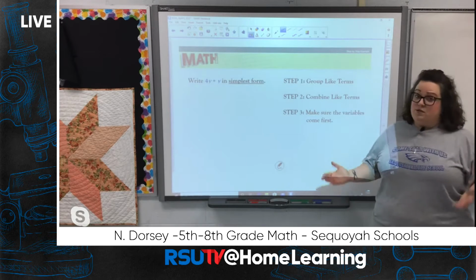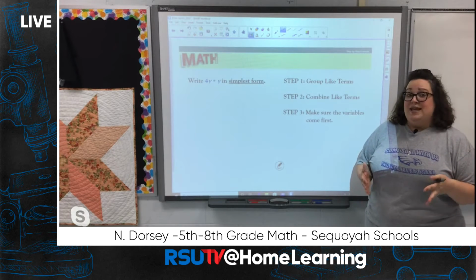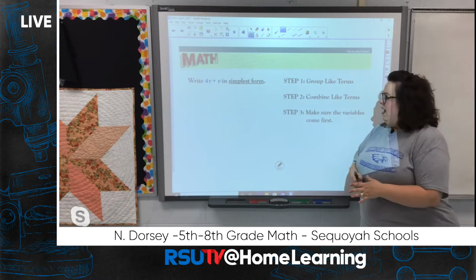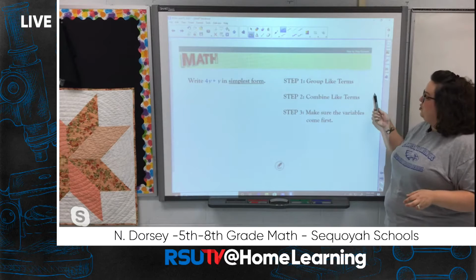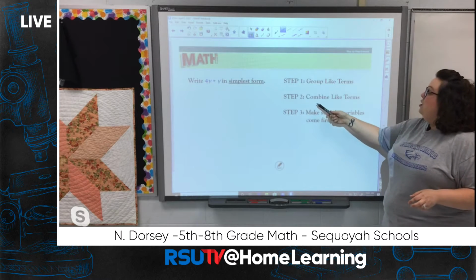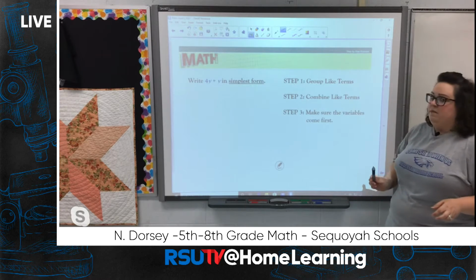Okay? Now, if we go to the next problem, it says, write 4y plus y in simplest form. Remember, simplest form is when we're putting together an algebraic expression until we can't make it any smaller. And I've got some steps over here for you to follow. Step 1 is to group like terms. Step 2, combine like terms. And step 3, make sure the variables come first.